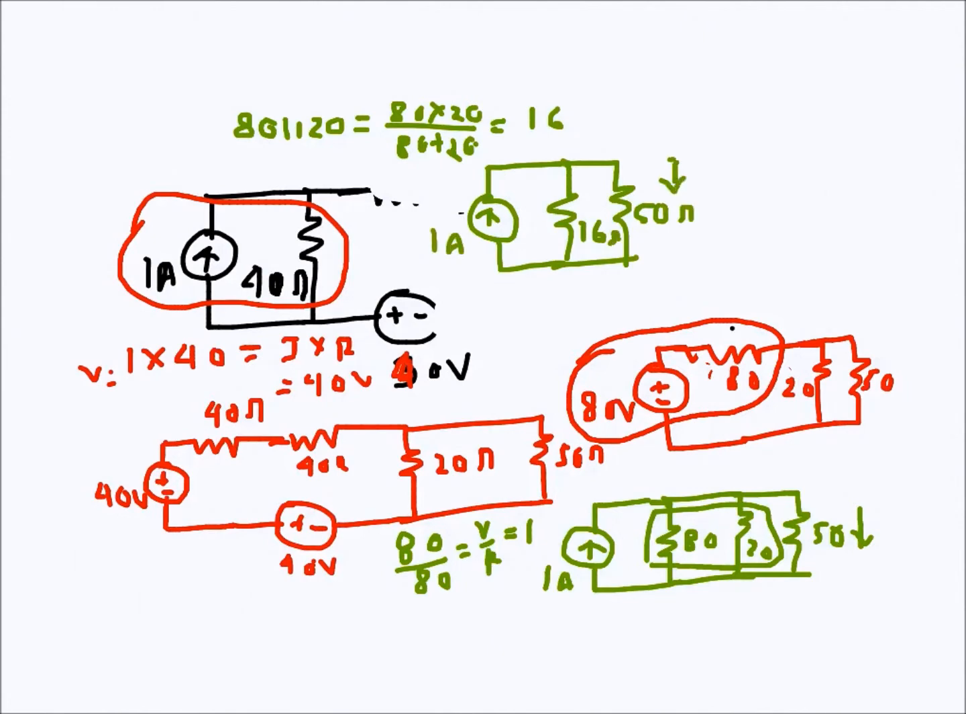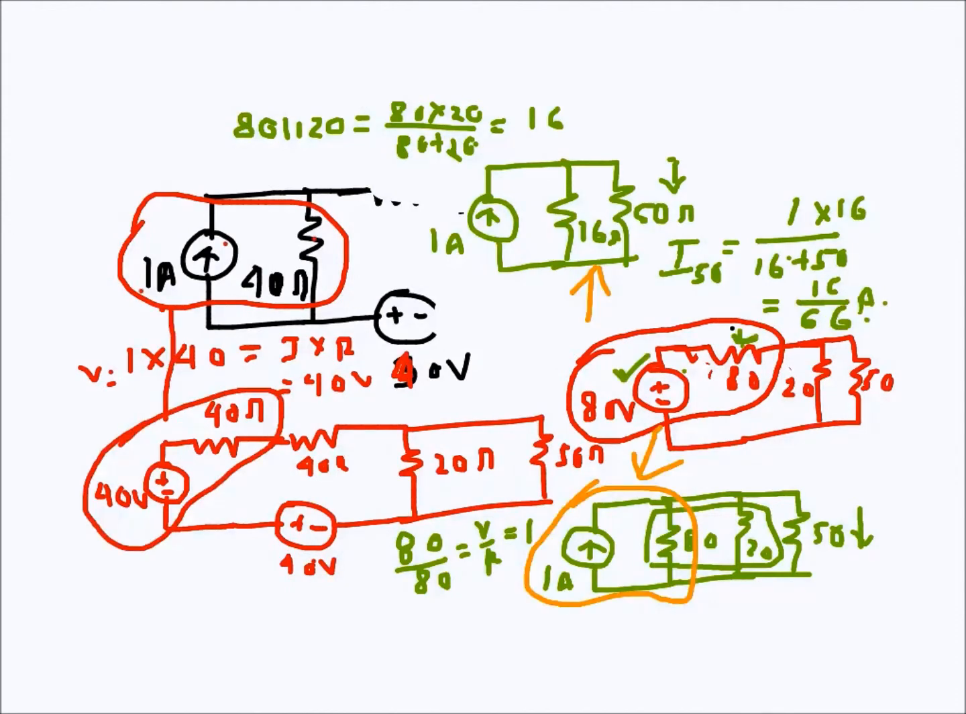Now this current I can find by the current divider rule. The current through 50 ohms is the total current, which is 1, over the sum of the resistances, multiplied by the other resistance. So here 16, and this is the final current. If we add it, it will be 16 over 66, and that's the current I. So this is an example of the source transformation technique for circuit solution. So this is actually 16 over 66 ampere, the result here.